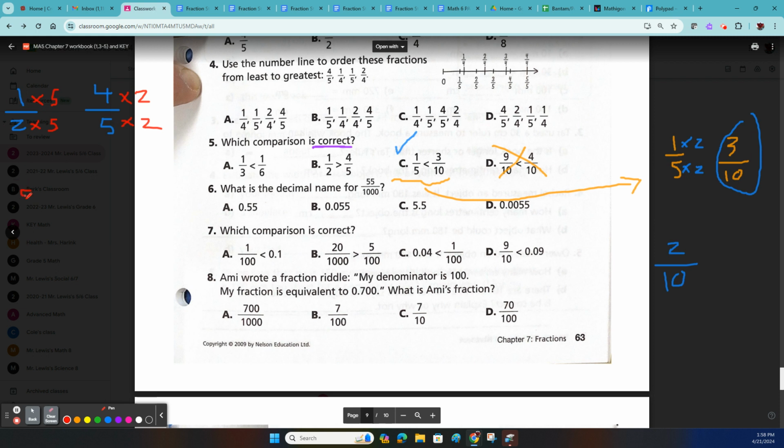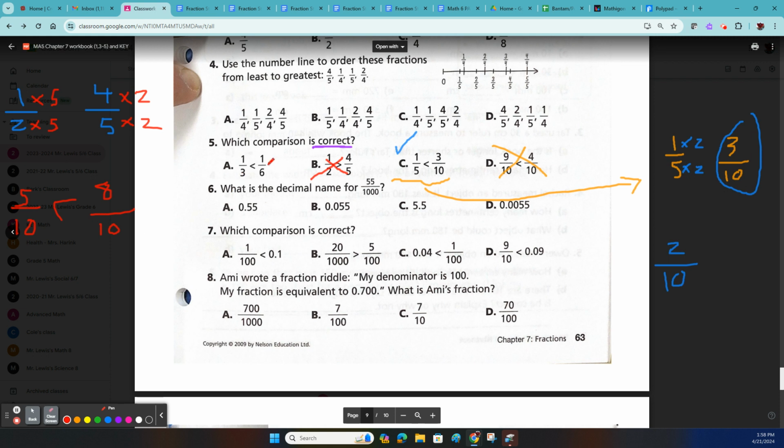1 times 5 is 5. 2 times 5 is 10. Same thing over here. 4 times 2 is 8. 5 times 2 is 10. And check it out. Now that we have like fractions with a common denominator, we can clearly see that 8/10 is bigger than 5/10. So therefore, 8/10 is bigger than 1/2. And that is not what's being said here. So that's wrong. Okay, let's keep moving.